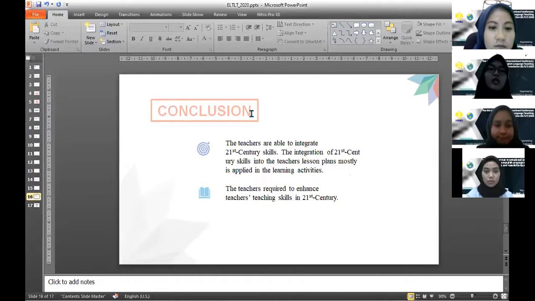And for the conclusion of this presentation, the teachers are able to integrate the 21st century skills, from the comparison between the pre-service teachers, novice teachers, and experienced teachers. There is a novice teachers, which the teachers 3 and teachers 4 mostly dominant integrated the 21st century skills into their lesson plan. And the teachers 3 only mentioned the label, the integration of the lesson plan in only one lesson plan. And for the teachers 4, only integrated the critical thinking, collaboration, and literacy skills in their lesson plan. And then the integration of the 21st century skills into the lesson plan mostly is applied in the learning activities.